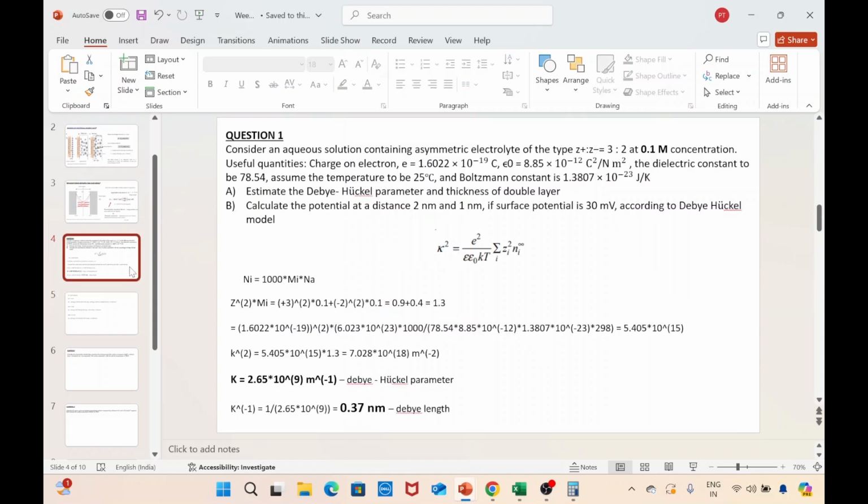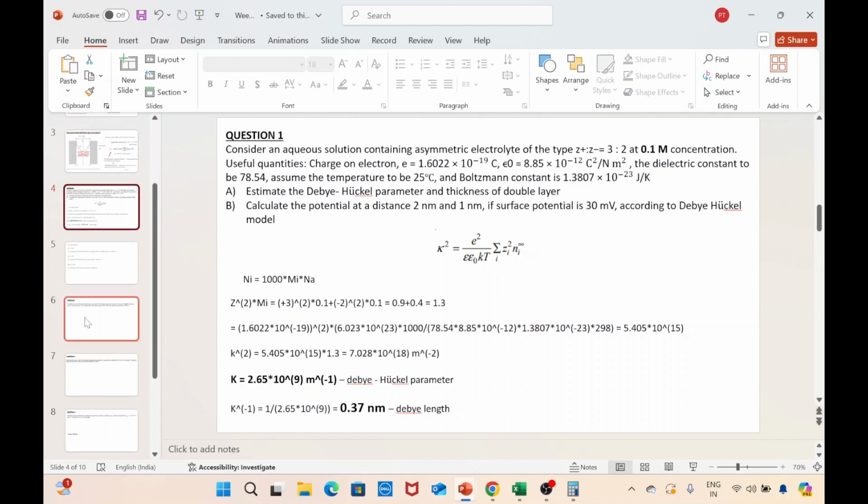So are there any doubts related to this? Because we may not be solving this Debye-Huckel parameter questions again. So if you have any doubts, please let me know, or otherwise we can go for the next two numericals. Any doubts? Okay, okay.